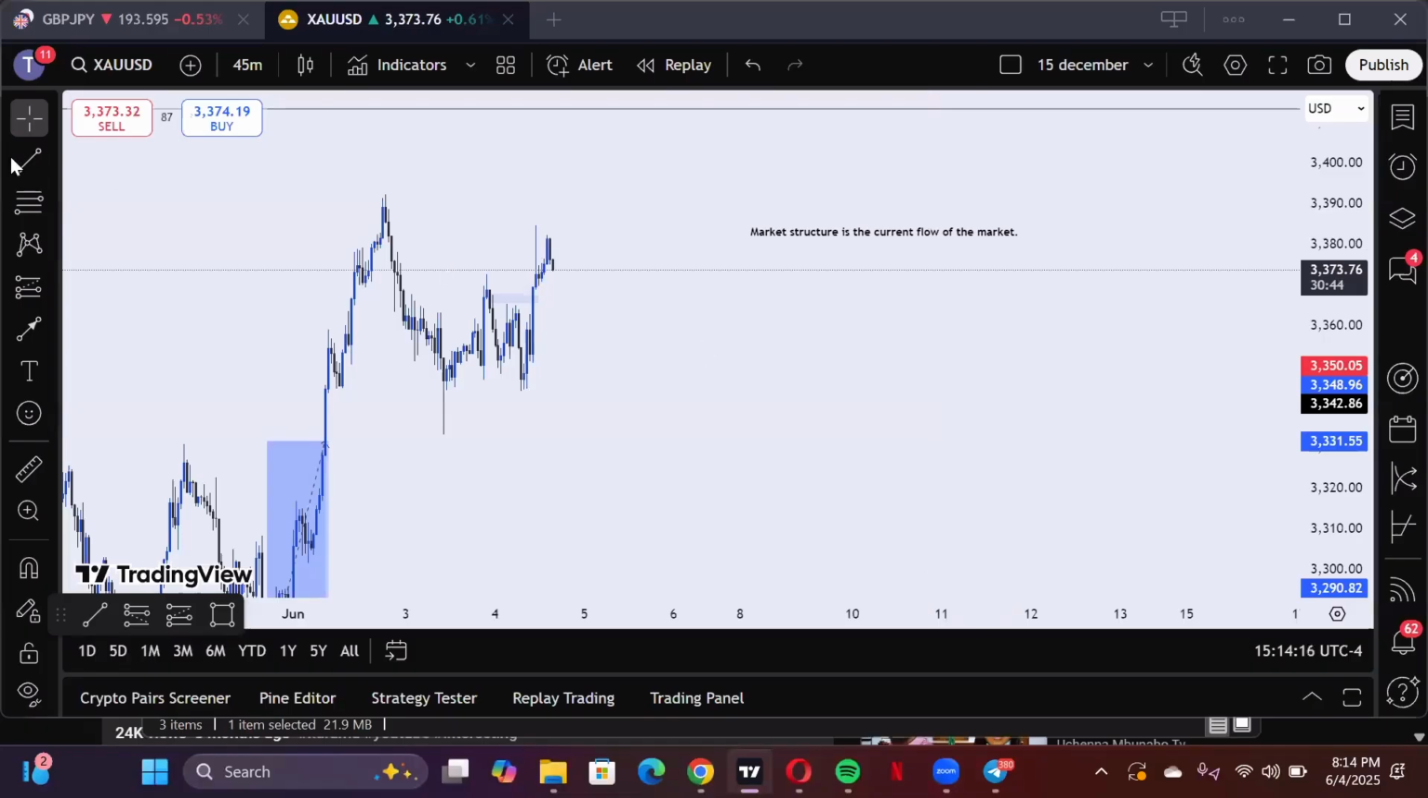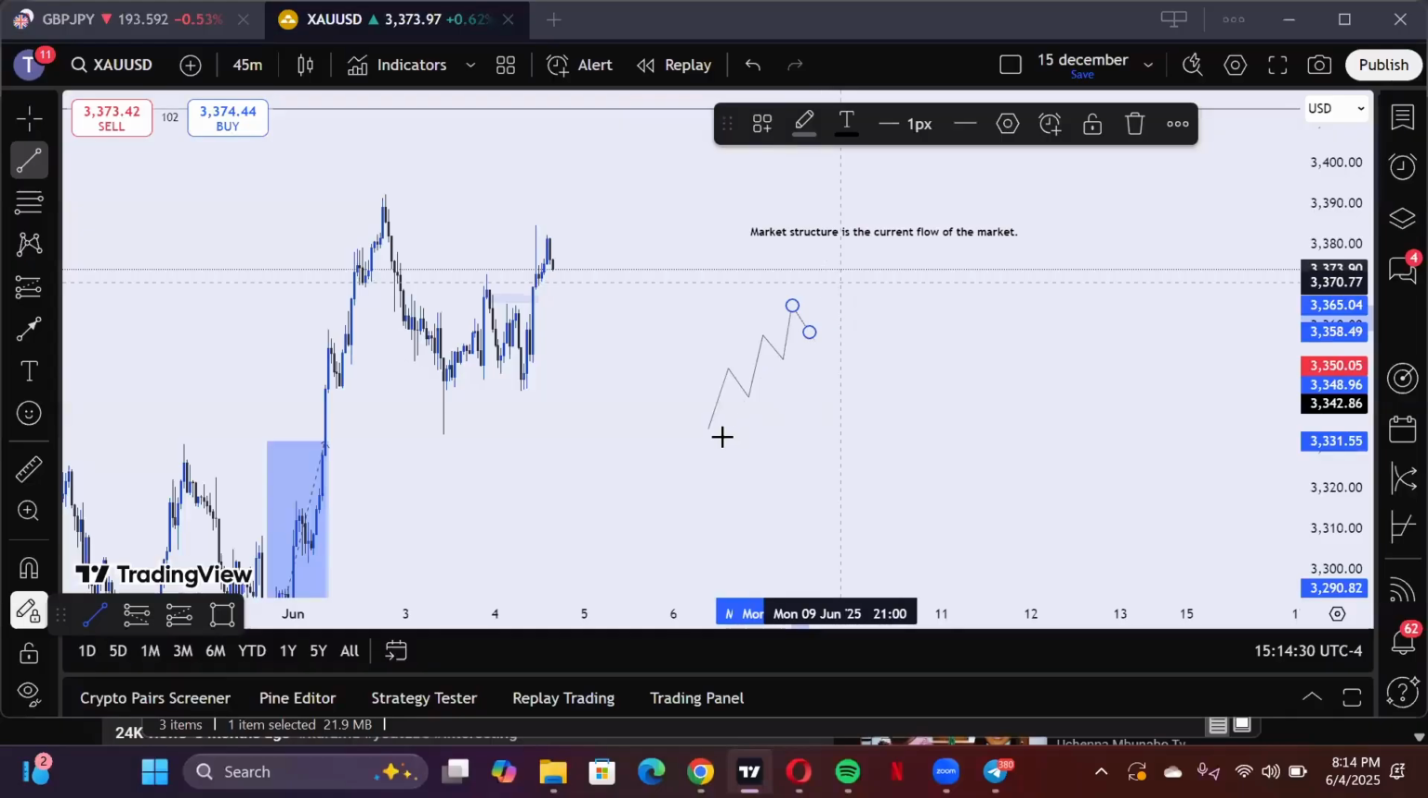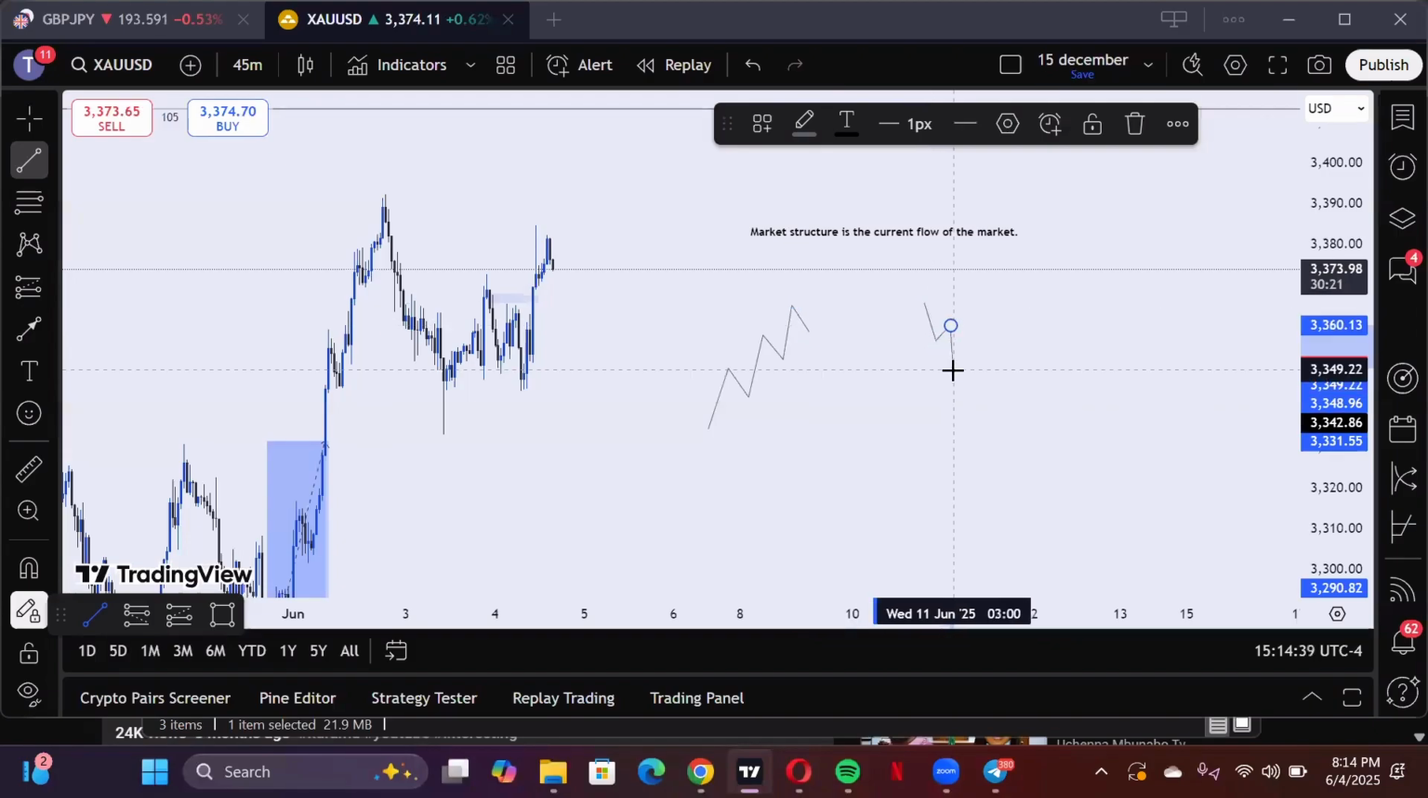Now, this is what it means for the market to be on an uptrend. We see the market making a series of what? Higher highs, then higher lows. This is what an uptrend is made up of. Then for a downtrend, you see the market making a series of lower highs, then lower lows.